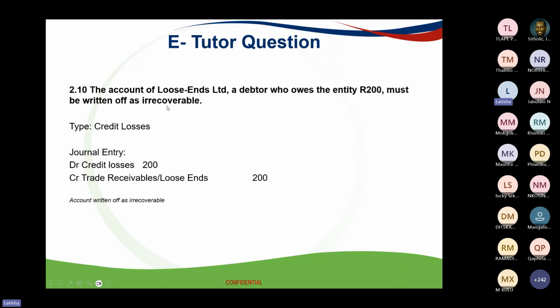So we initially had it as an asset, trade receivable of 200 Rand on our balance sheet. But now they're telling us that this person's no longer going to pay us. So we have to write it off as a loss. So that is why we debit credit losses, because that's an expense or a cost for us. And we credit trade receivables because it was an asset that has a debit balance, but now we're no longer going to receive it. So we reduce the asset and we debit the expense or the loss that we now will incur.